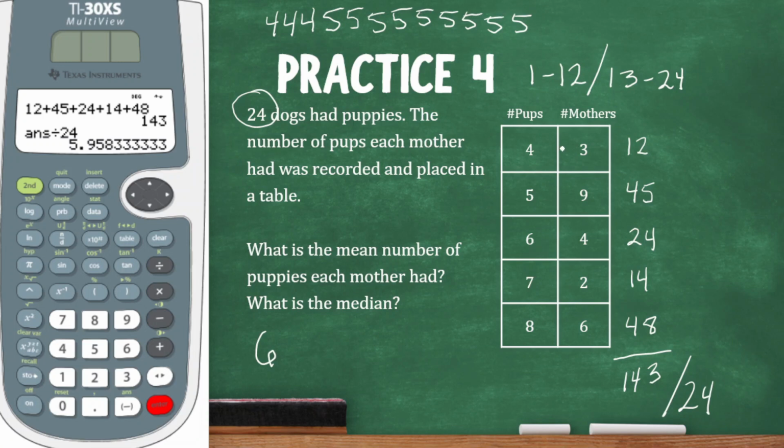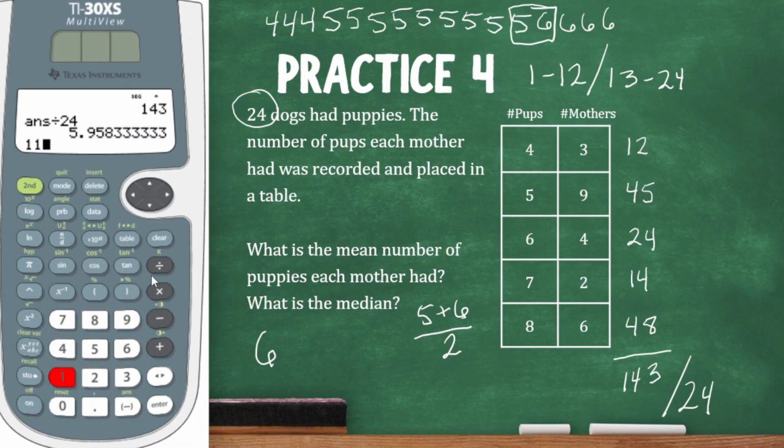And then the 13th number would be a 6, right? There's 4 6s. So our 12th and 13th numbers are 5 and 6. And remember, if we need to find the median when there's 2 in the middle, we're going to add up those numbers and divide by 2. So 5 plus 6 is 11, and 11 divided by 2 is 5.5. So 5.5 is halfway between 5 and 6. So our mean is 6 and our median is 5.5.